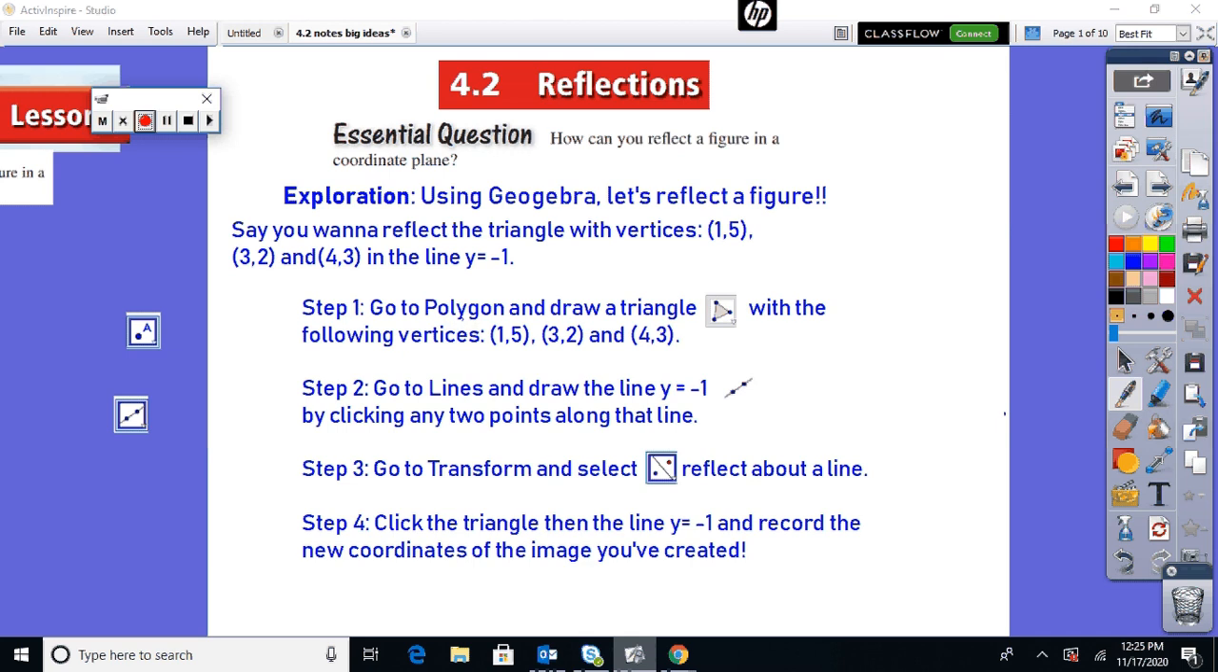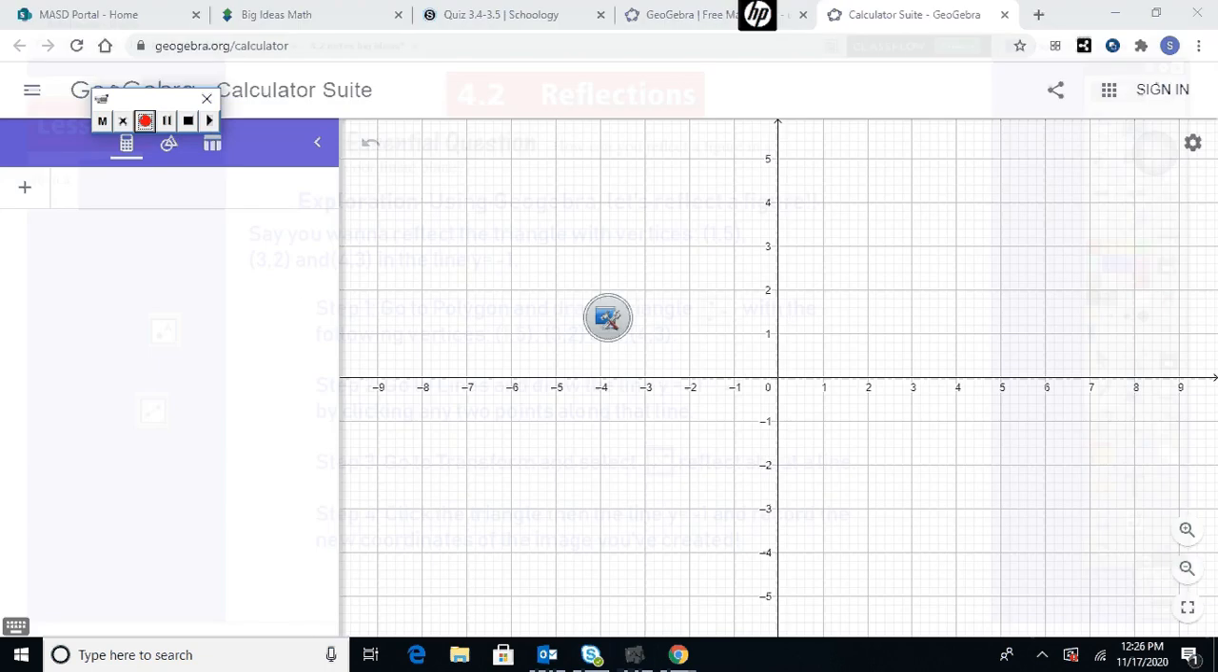All right, guys, we are on to the 4.2 notes, reflections. So here we go. Let's use GeoGebra. 1, 5, 3, 2, 4, 3. Let's plot this triangle.